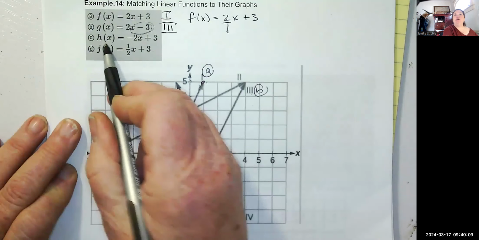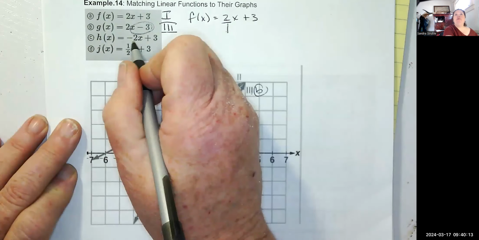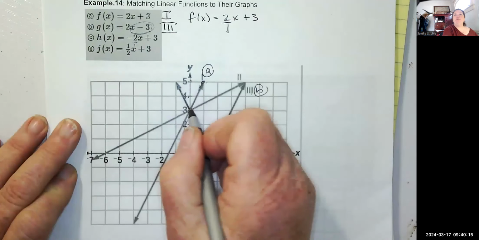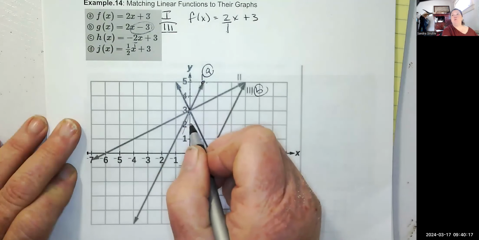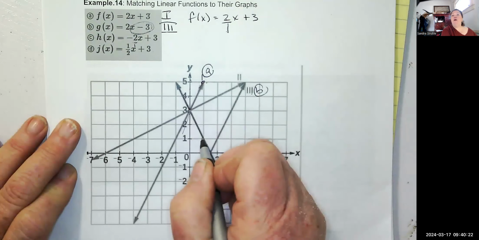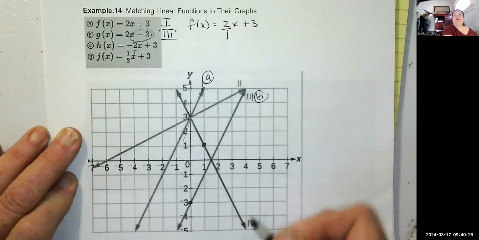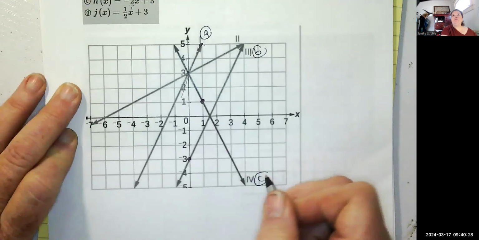Let's look at the next one. +3 again, rise over run, so it'd be -2 over 1. So from the y-intercept, I'm going to rise down 2, 1, 2, and I'm going to run 1. And there we go. This is 4. So 4 is C.